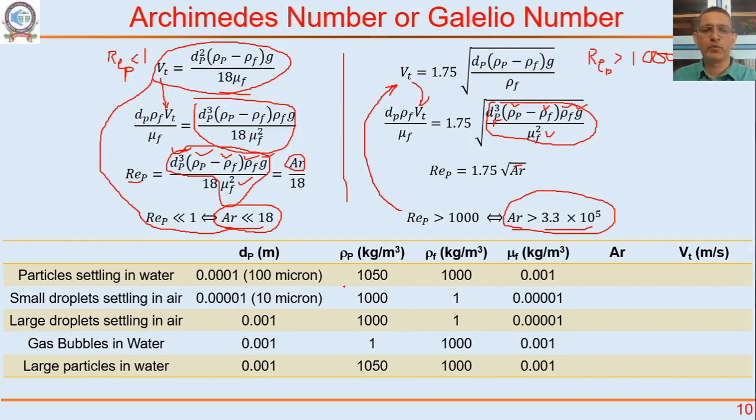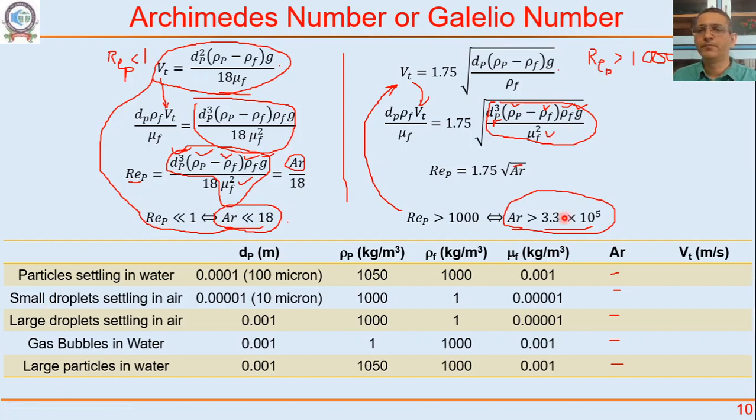Okay, so the exercise for you is to calculate the Archimedes number for all these cases, and check in which case the Archimedes number is less than 18. Straight away use this expression. In which case is the Archimedes number greater than 3.3 into 10 raised to 5? Straight away use this expression.